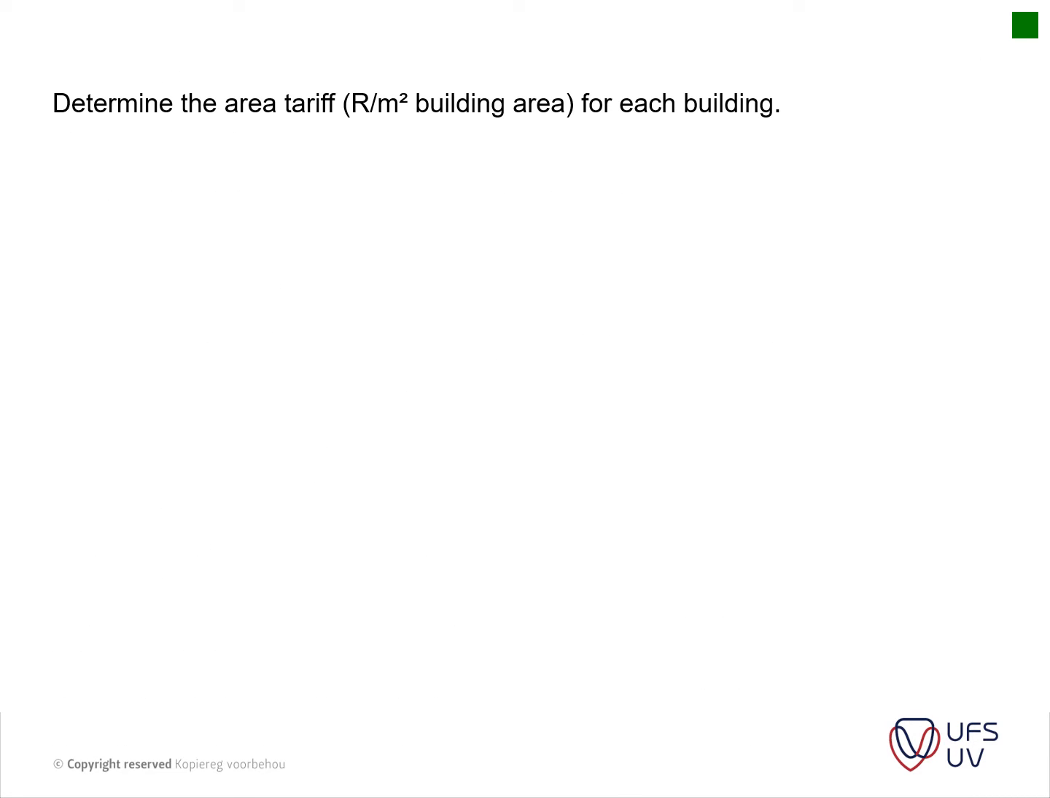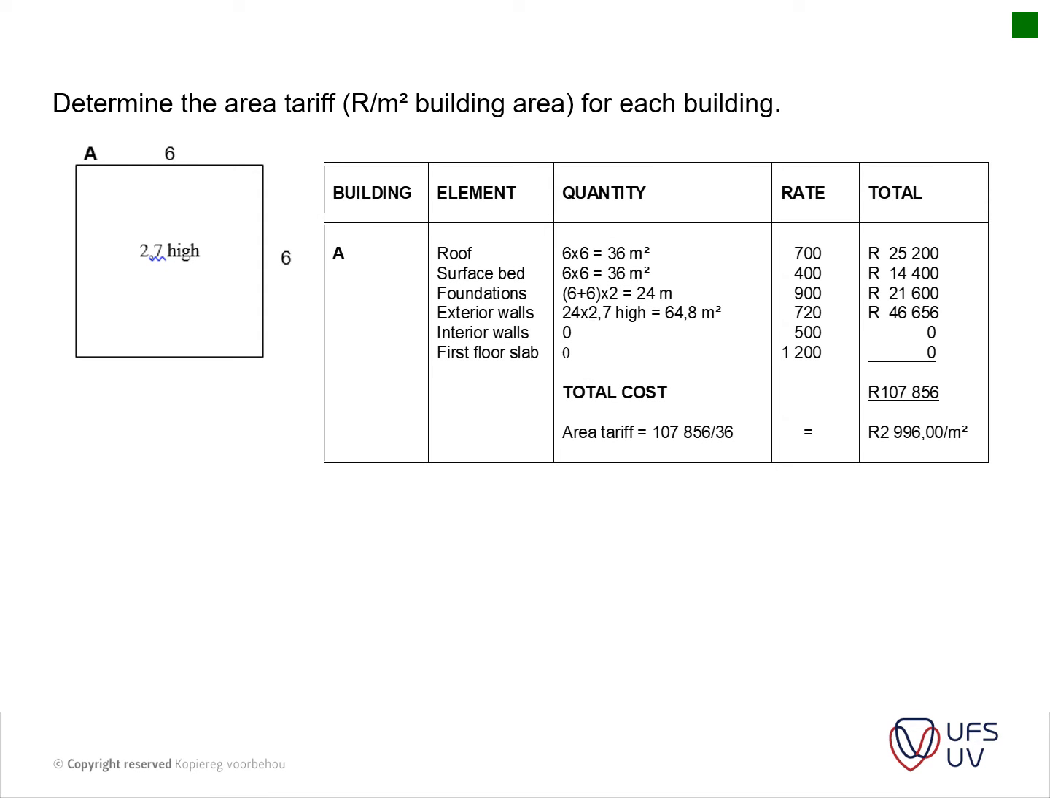To determine the area tariff, your Rand per square meter for the building area for each building, we look at example A. We've got a building of 6 by 6 and it's 2.7 meters high. The first thing you do is calculate the relevant areas. Your roof area is over the size of it, so it's not pitched, so it's 6 times 6. It will be the same as your surface bed.